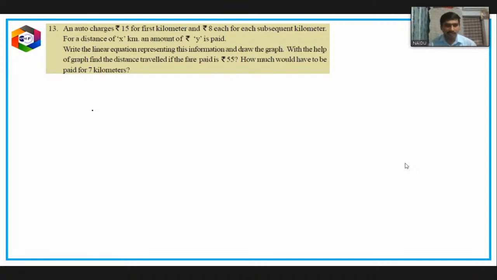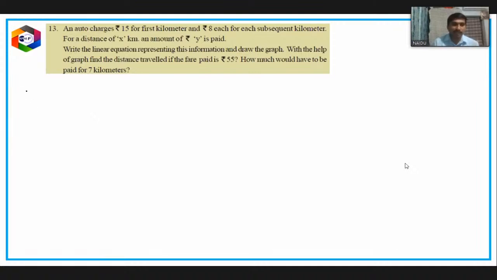An auto charges 15 rupees for the first kilometer and 8 rupees for each subsequent kilometer. So in a particular town, the auto charges are like this. For the first kilometer, if you get into the auto, you have to pay 15 rupees. And suppose 2 kilometers: for every subsequent kilometer, meaning beyond the first kilometer, for each kilometer you have to pay 8 rupees. That is the data. Here, for a distance of x kilometers, an amount y is paid.